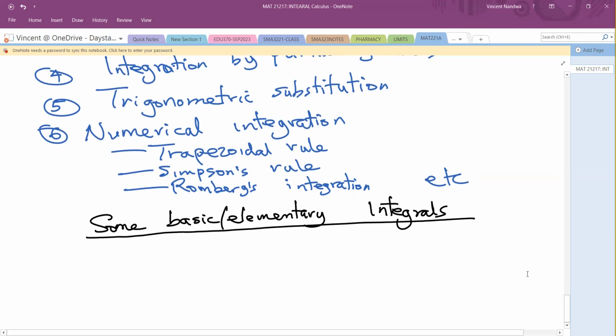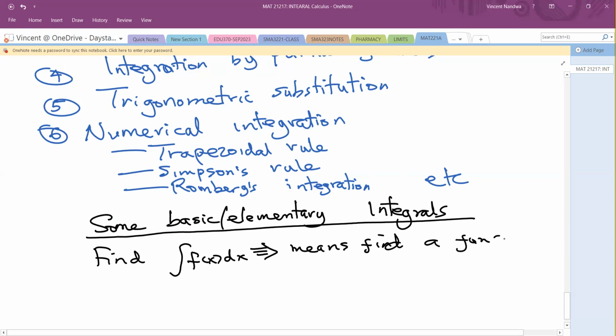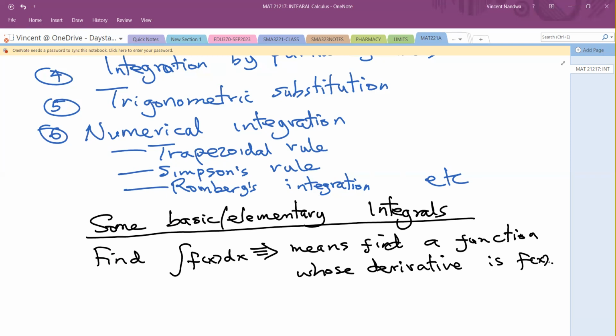And it is always easy that when you write this, it means, if I ask you to find or evaluate this, find a function whose derivative is f of x. That's simply the problem we are trying to answer. The integral of f of x dx means we provide a function whose derivative is that f of x.